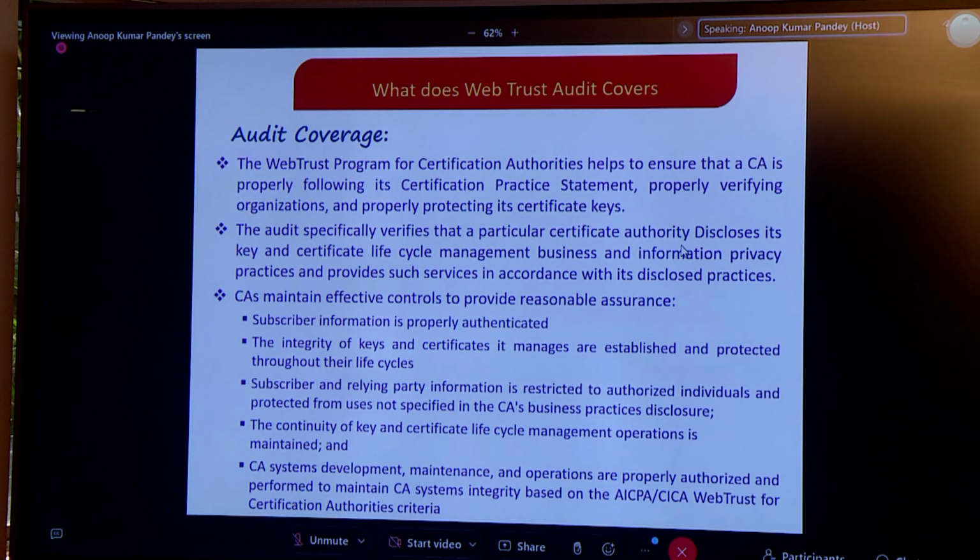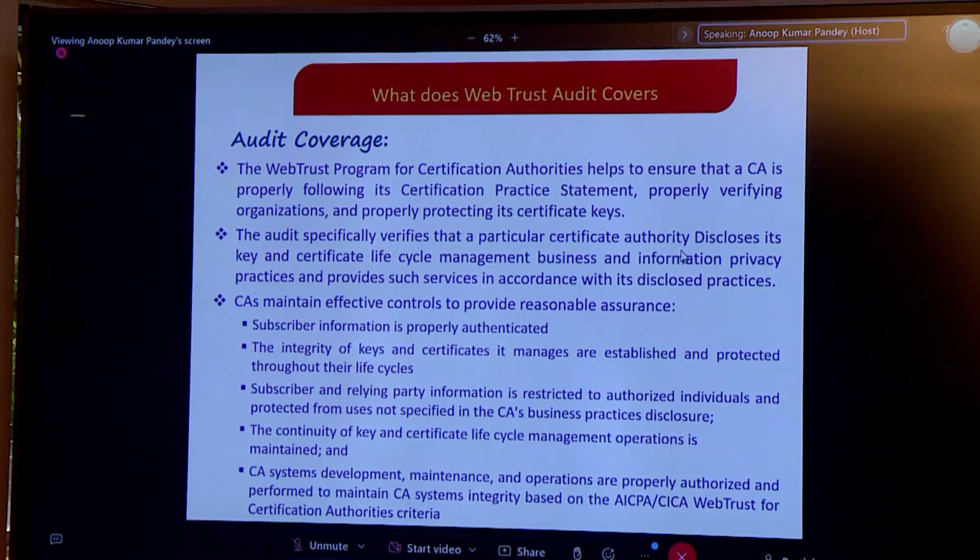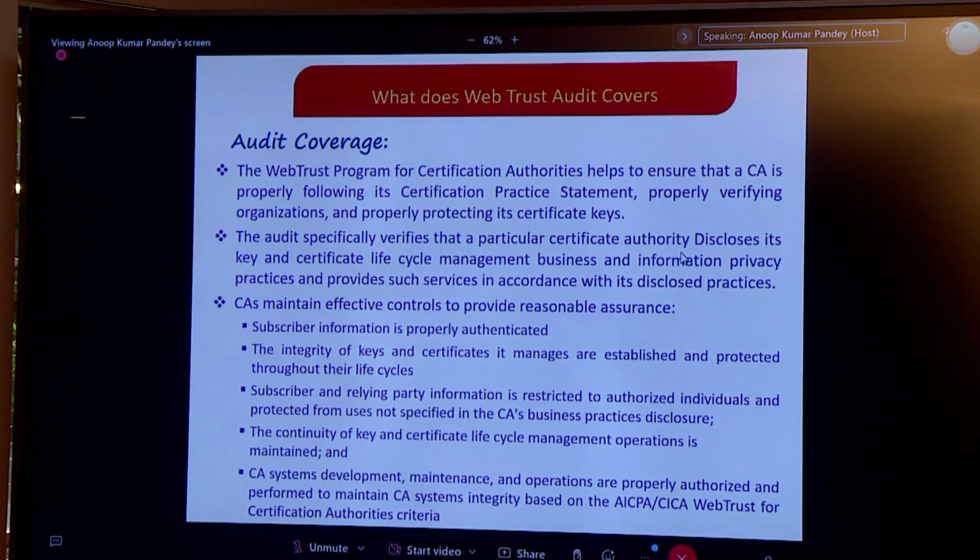Normally the audit coverage is that the WebTrust program for certification authorities helps to ensure that the CA is properly following the certification practice statement and policy statement, properly verifying organizations, and properly protecting its certificate keys. The audit specifically verifies that a particular certificate authority discloses its key and certificate lifecycle management, business and information privacy practices, and provides such services in accordance with the disclosed practices. These are basically the audit points, the audit coverage, what we have to cover, and what is expected by WebTrust.